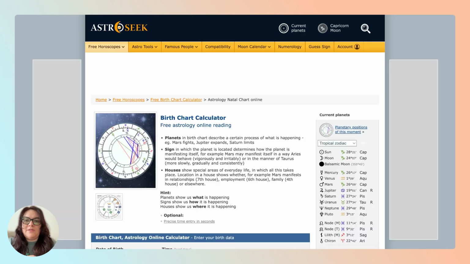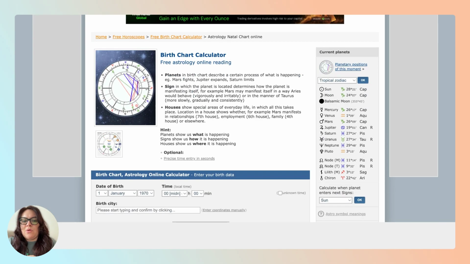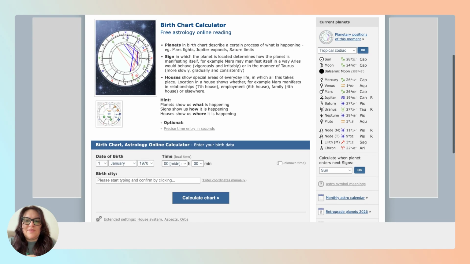By the way, this page is super interesting. For example, it's talking about the Capricorn moon. Today we have the new moon in Capricorn. If you play here in the current planets, it will show you what is happening today in the skies, but that's for maybe some of the more advanced students of astrology.